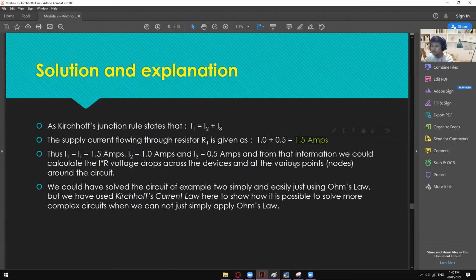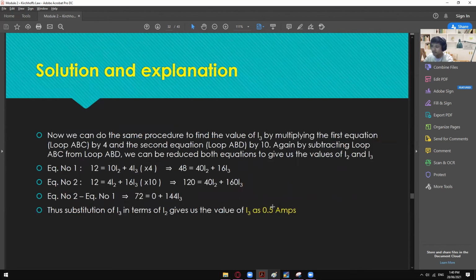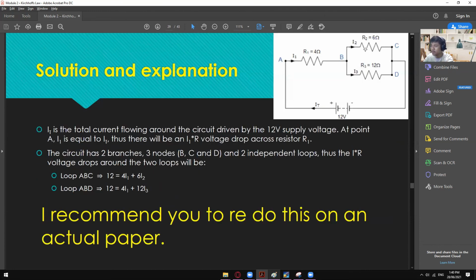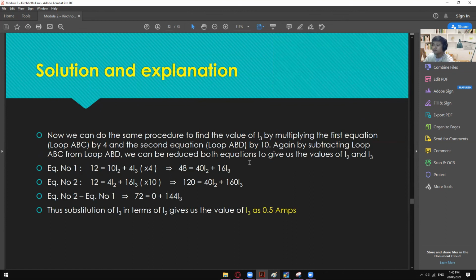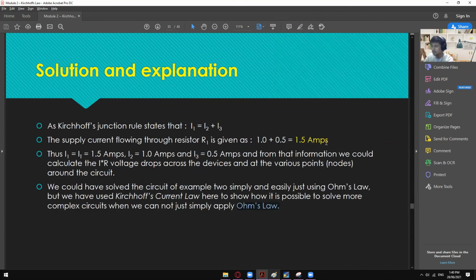So you can verify this one using Ohm's law, of course. Try to combine this one using the parallel law and then get the total current. And try to compare if you will get the same value, which is 1.5 amps right here.